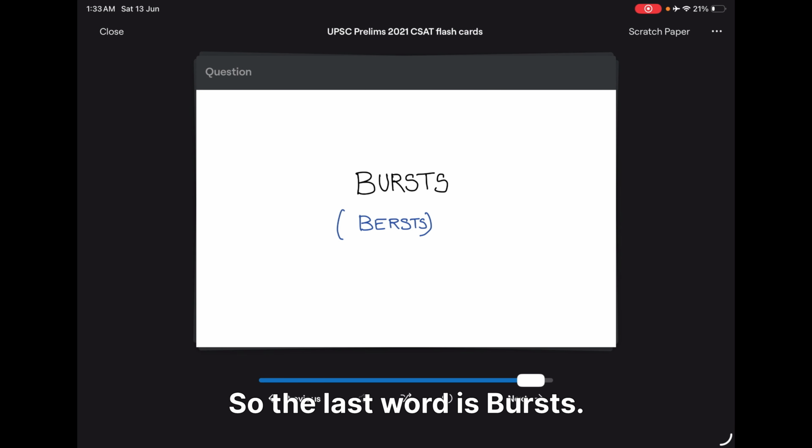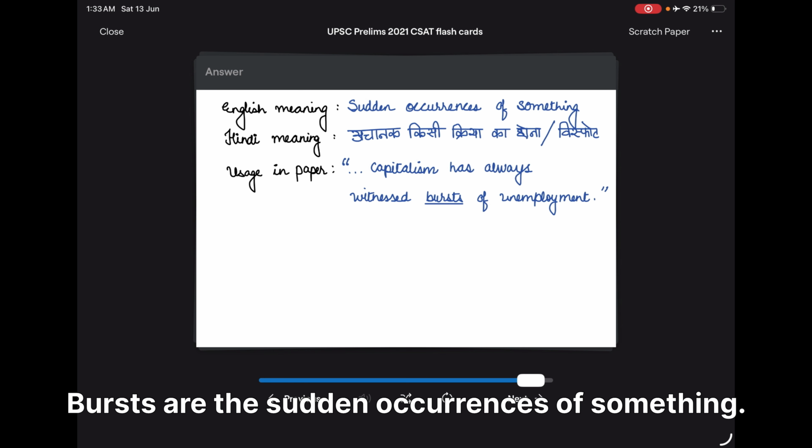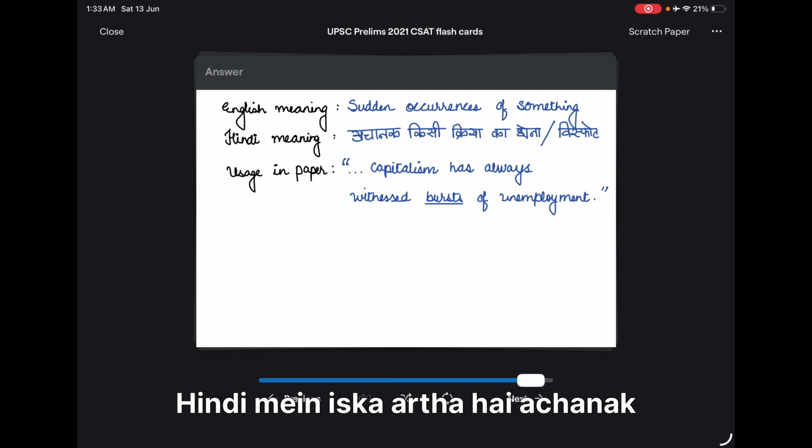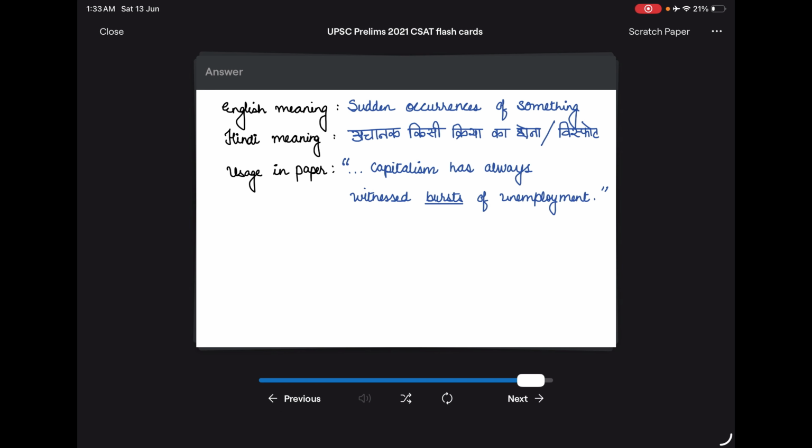So the last word is bursts. Bursts are the sudden occurrences of something. हिंदी में इसका अर्थ है अचानक किसी क्रिया का होना या विस्फोट. In the paper it was used as capitalism has always witnessed bursts of unemployment.